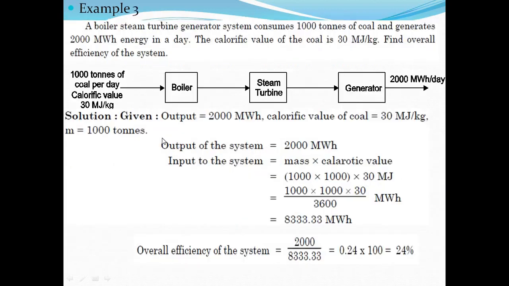So here first we have to find out the input of the system. The fuel is coal, which means the input is mass into calorific value. The mass is given as 1000 tons, convert it into kg. So here we got the value of input to the system. Then the overall efficiency is output upon input.